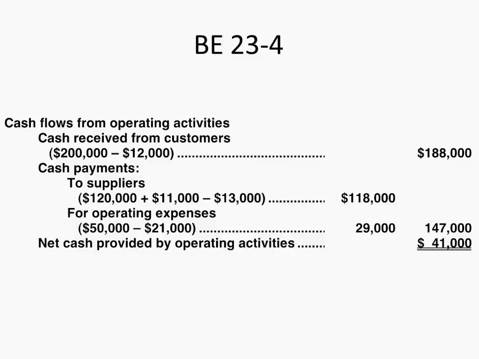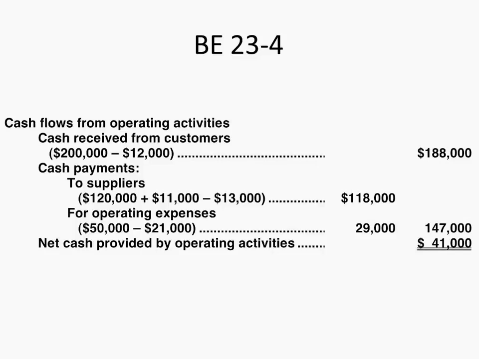Any questions on this, on the direct method operating section? Okay, so I want to make sure it's clear. Have I finished my statement of cash flows? No. What's missing? Right, the I and F, the investing and financing, is missing.